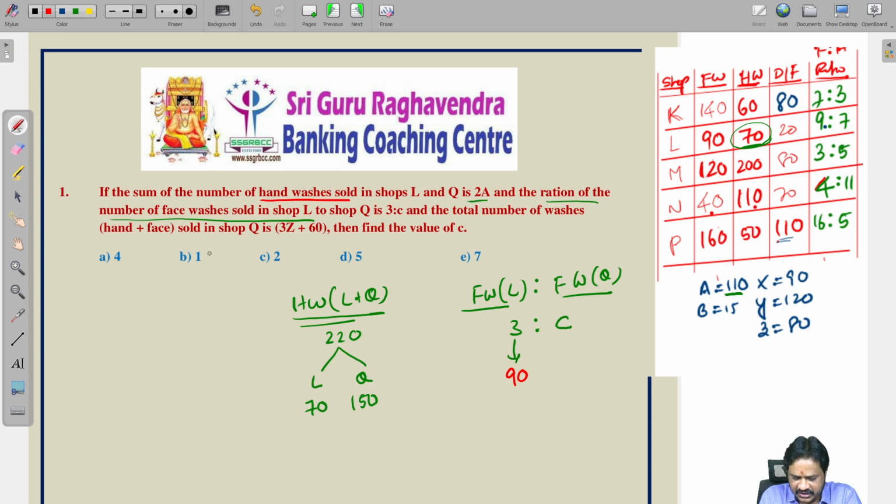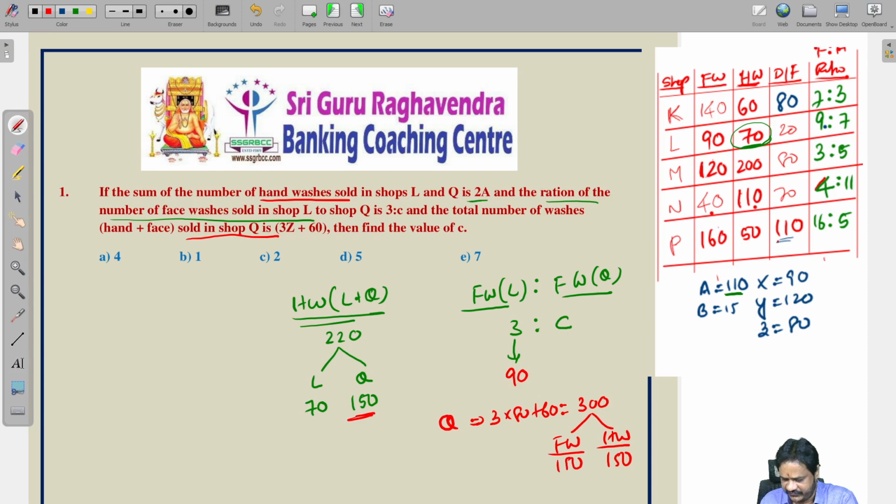Now, the total of Q, we are given Q total 3Z plus 60. 3Z means 3 into 80 plus 60, that is 300. In this, there will be face wash and hand wash. Already hand wash you got 150, therefore, face wash is also 150. Now, 90 is 3 parts, each part 30. 150 will be how many parts? The answer is 5. Therefore, the value of C is 5. Option 4 is the correct answer.